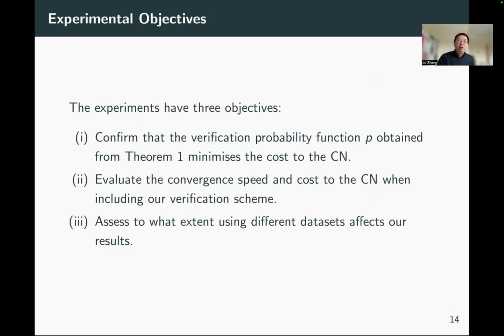Our experiments have 3 main objectives. Firstly, we want to confirm that our verification probability function actually minimizes the cost of the central node. We also want to evaluate how quickly the model converges when we are using the verification and the probability reward schemes. And finally, we want to assess the effect of using different data sets, just to make sure that our results are valid on all kinds of different data sets.